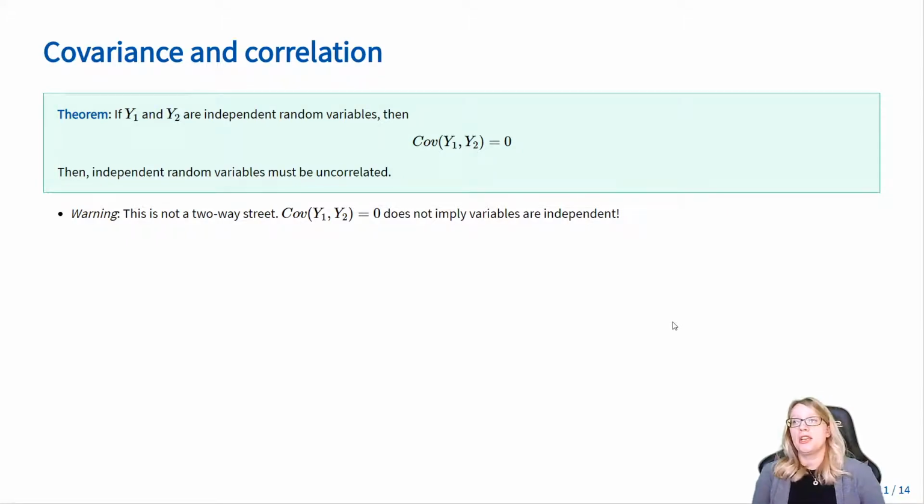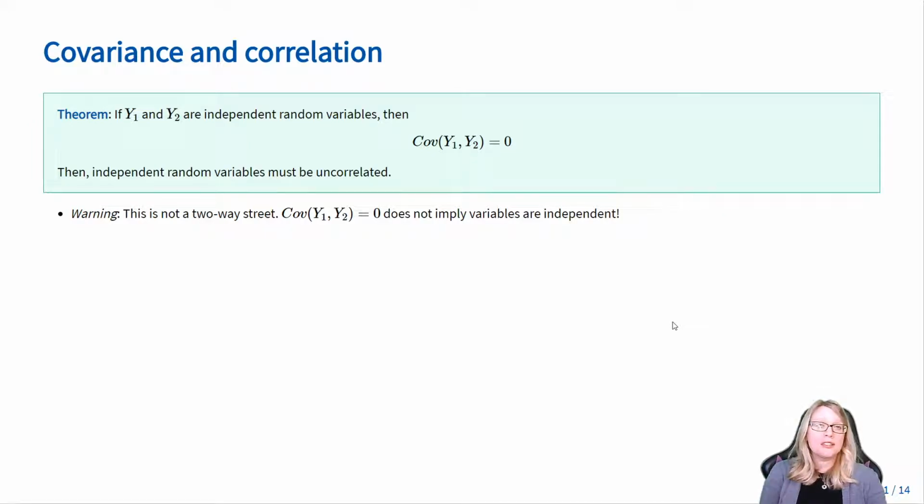So we have a theorem here, and this theorem's important because of the way that it is stated. If y1 and y2 are independent random variables, then the covariance of y1 and y2 must be 0. In other words, independent random variables must be uncorrelated. Here's what I want you to pick up about this theorem. It does not go both ways. Covariance of 0 does not imply independence. However, independence does imply that the covariance is equal to 0.